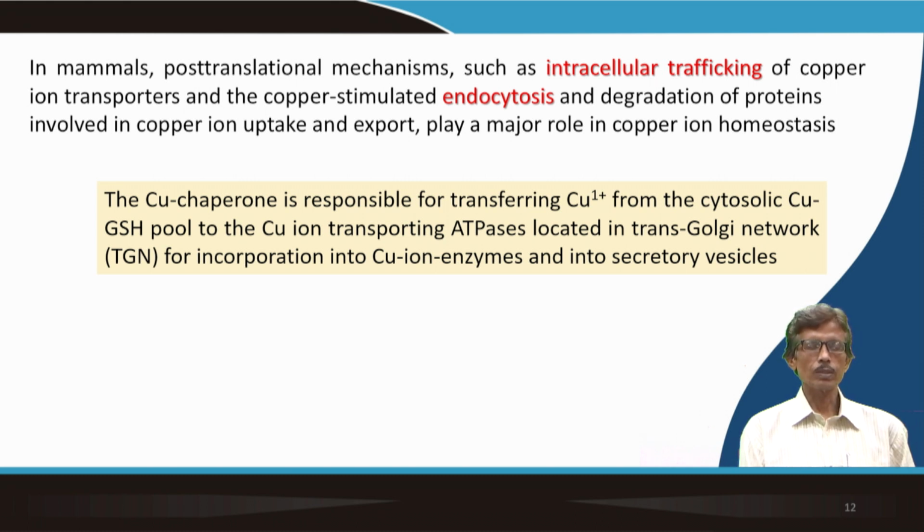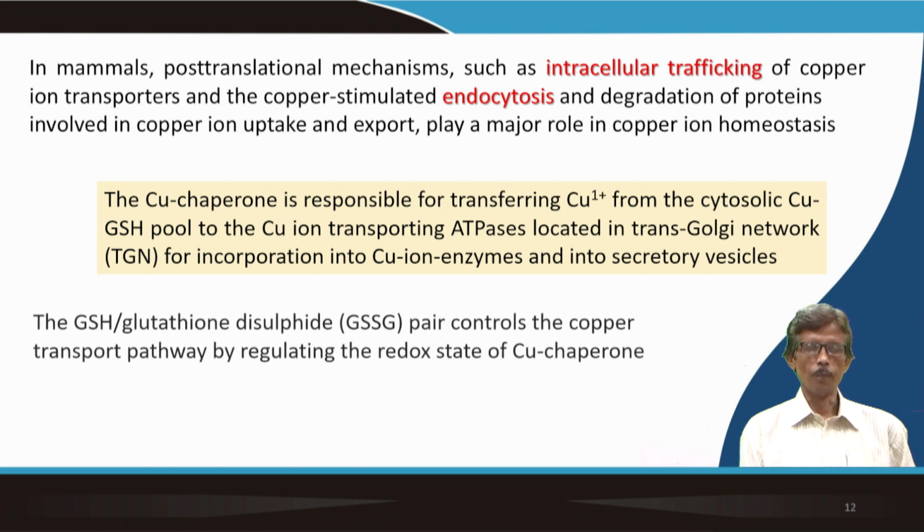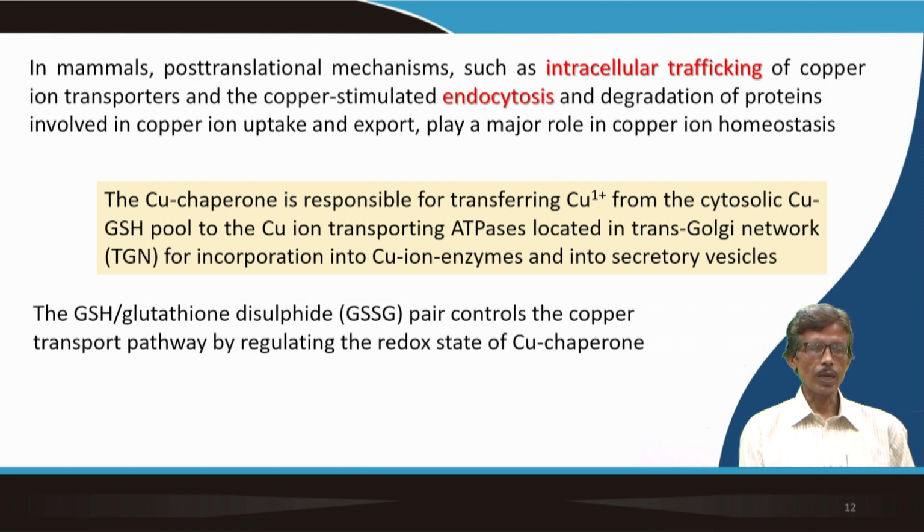Then one such molecule is the copper chaperone, which is responsible for transferring copper 1 plus to the cytosolic copper glutathione pool. We all know glutathione as well as glutathione disulfide, which have sulfur, like cysteine. Since copper has a higher affinity for sulfur coordination, you have to identify not only the copper ion in the cytosolic solution, but also the corresponding GSH or GSSG.